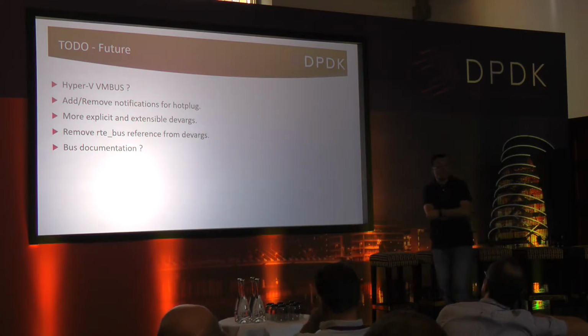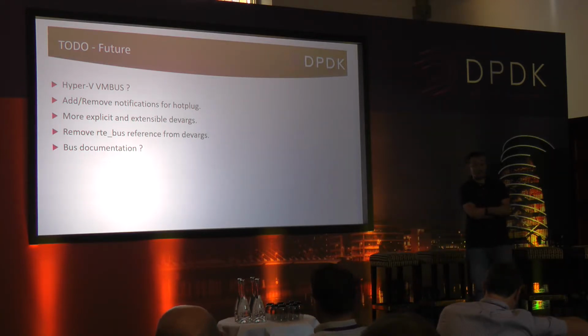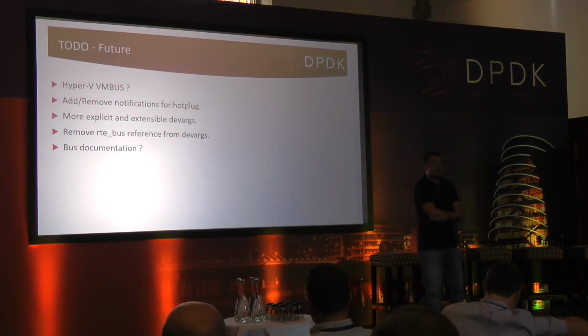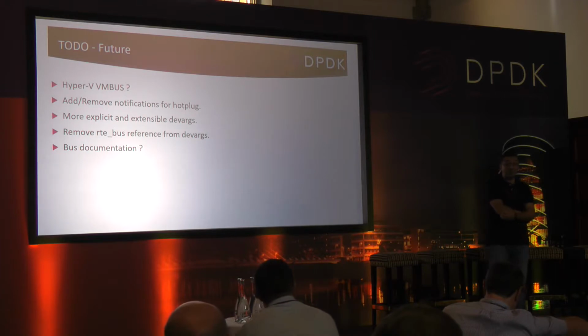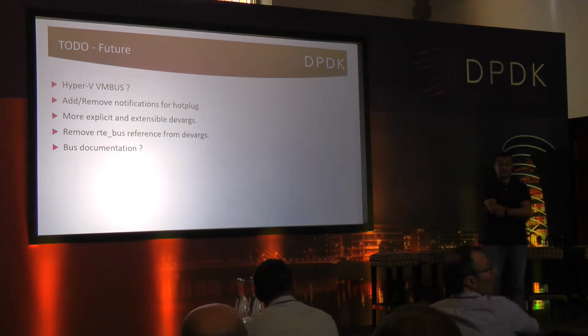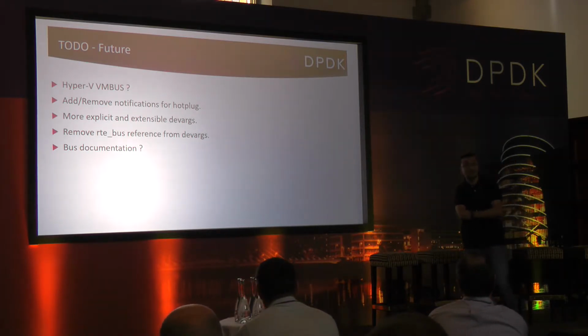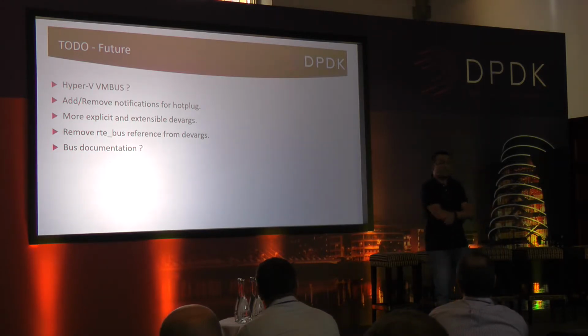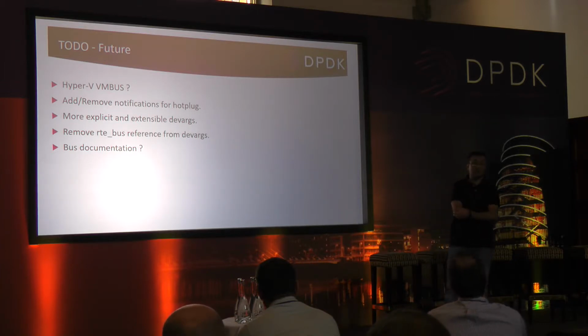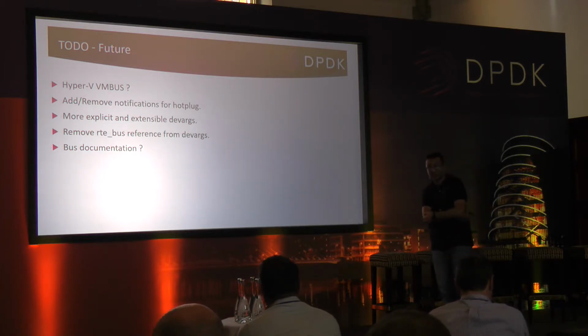Add remove notifications for hot plug, more hot plug developments. More explicit and extensible DevArgs. Remove RT bus reference from DevArgs. Again, these are DevArgs improvements. And something perhaps we are missing is bus documentation, because all these spread through a year and are not really much documented. Perhaps because it's kind of DPDK internal, but still in the future it can be good to see some documentation for this area.